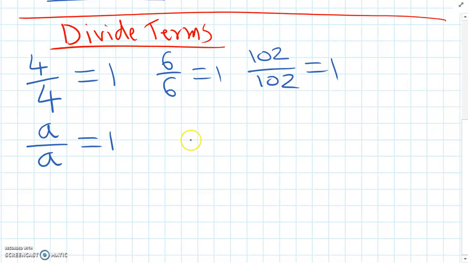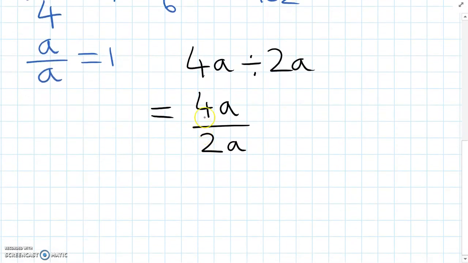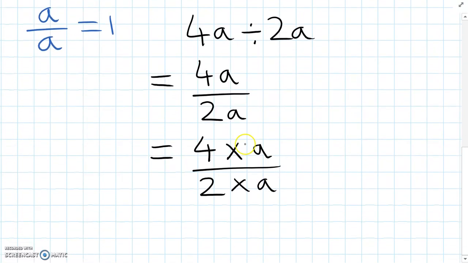So if we have terms like 4a divided by 2a, the first step is it's much easier to write a division as a fraction because we know divide means a fraction as well, and a fraction is the same as divide. So 4a divided by 2a. Well, one way we can think about this is, let's rewrite it with the multiply symbols to help us see what's happening. So we have 4 times a divided by 2 lots of a.